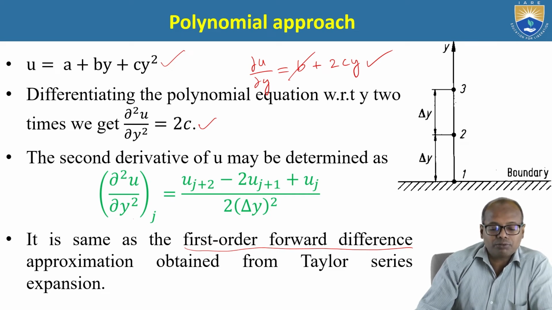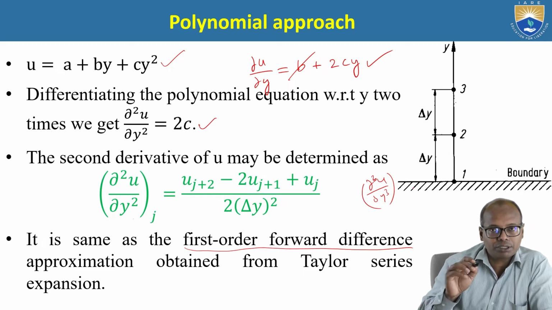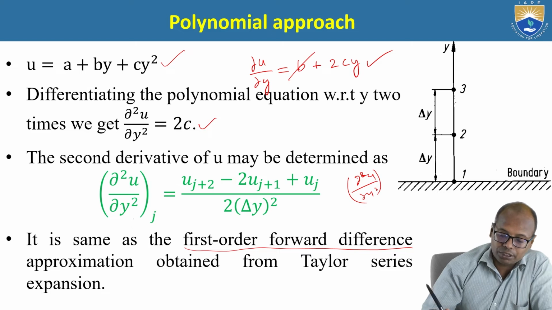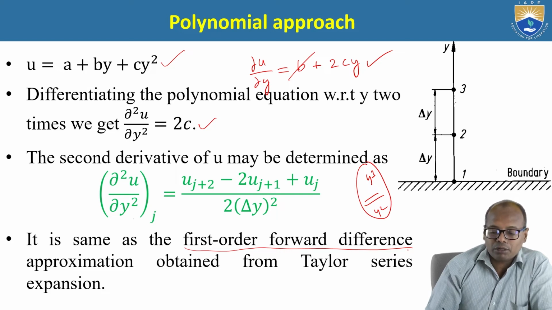This is equal to the first order forward difference approximation because, in the previous one, we neglected y cube terms, that is ∂³u/∂y³, so it is called second order. Here we are neglecting the y square terms, so it is called the first order forward difference equation.